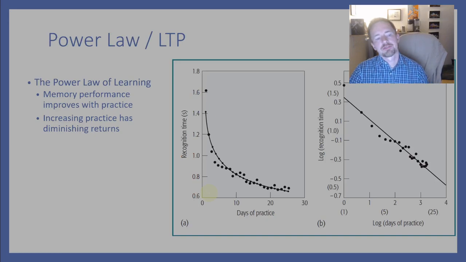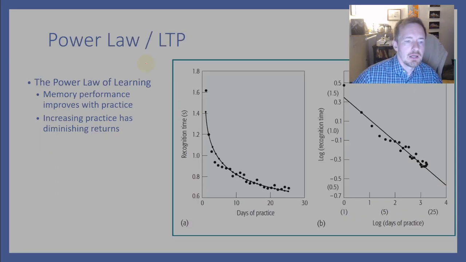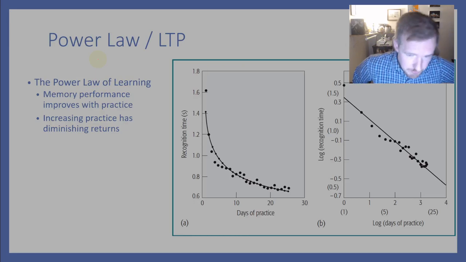The power law of learning, and this is also referred to as implicit memory, which is an idea we will talk about next chapter. The power law of learning, not discussed very long in the book, is the idea that as you begin to practice, because anytime we start talking about expertise or learning skills, we're also going to be talking about long-term memory for that.